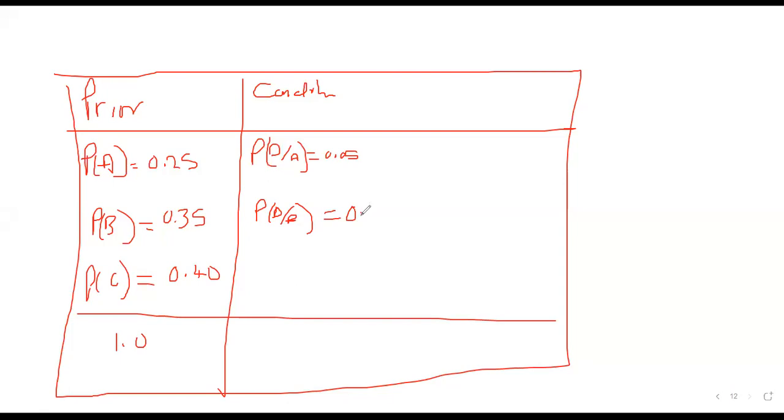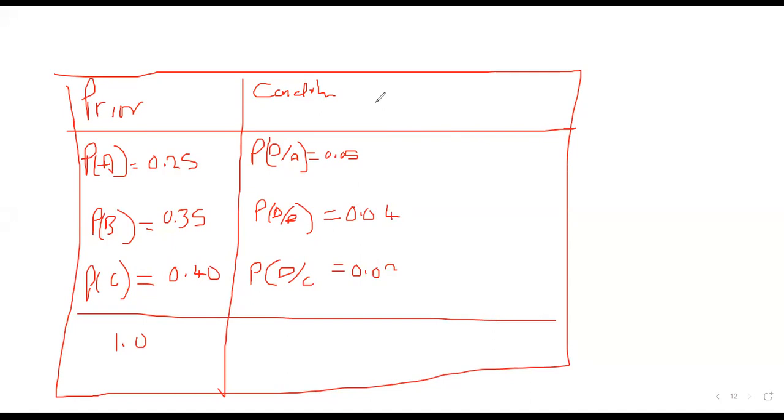3%, 0.03, and defective coming from C was what? 2%, is it? Yes. So 542. So 0.02. Then here 0.04.